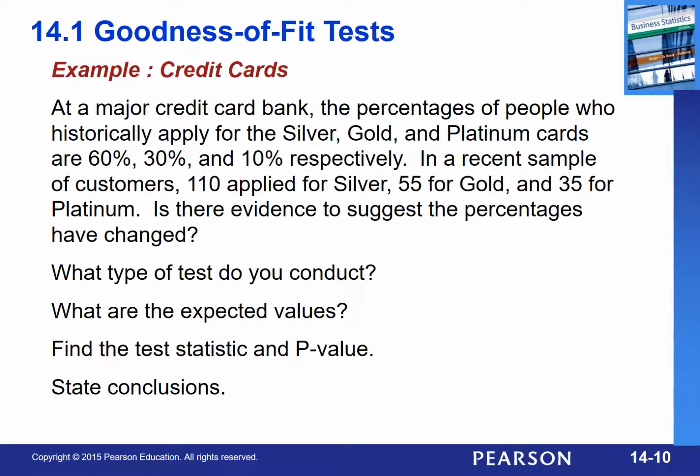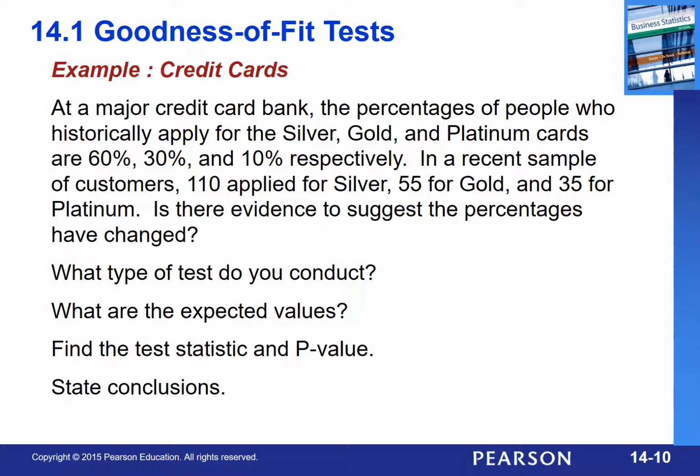At a major credit card bank, the percentage of people who historically apply for silver, gold, and platinum cards are at the rates of 60%, 30%, and 10% respectively. In a recent sample of customers, 110 applied for silver, 55 applied for gold, and 35 applied for platinum. Is this evidence to suggest the percentages have changed?